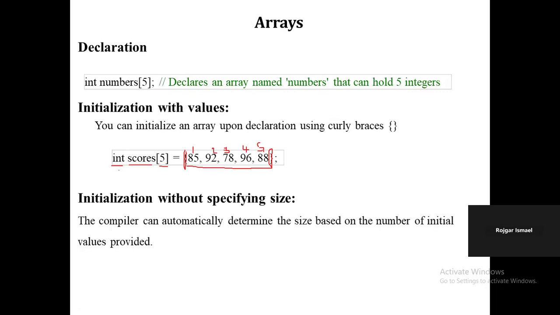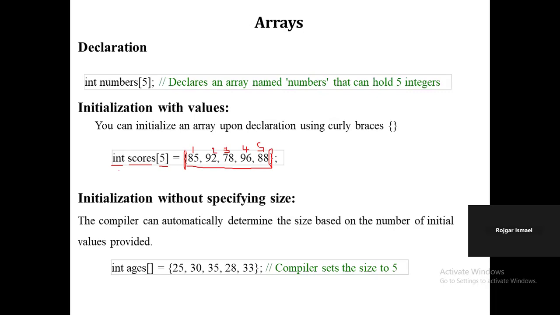Let us see how to declare an array without specifying the size. This is very important. In this case, it means if you don't mention 5 as stated here, the compiler can automatically determine the size based on the number of initial values provided.